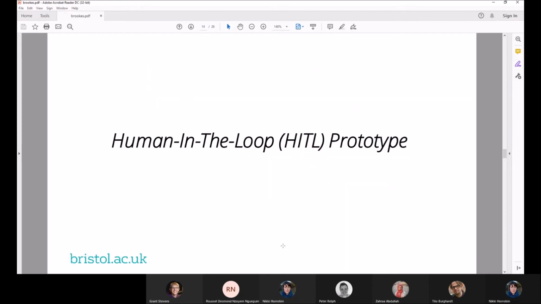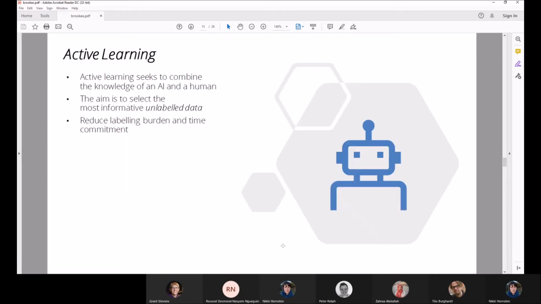So that's where we left this model training and moved on to the human in the loop side of the project. To prototype a human in the loop system, we use active learning techniques, and active learning techniques are aimed at combining the knowledge of an AI and a human. But the ultimate goal is really to select data points, or samples of unlabeled data, from a pool of available data, which would provide the most information to the model if we had the annotations. So the idea is that if you have a large pool of data and you only have a specialist available to annotate 10% of that data, how can we choose the most informative samples?